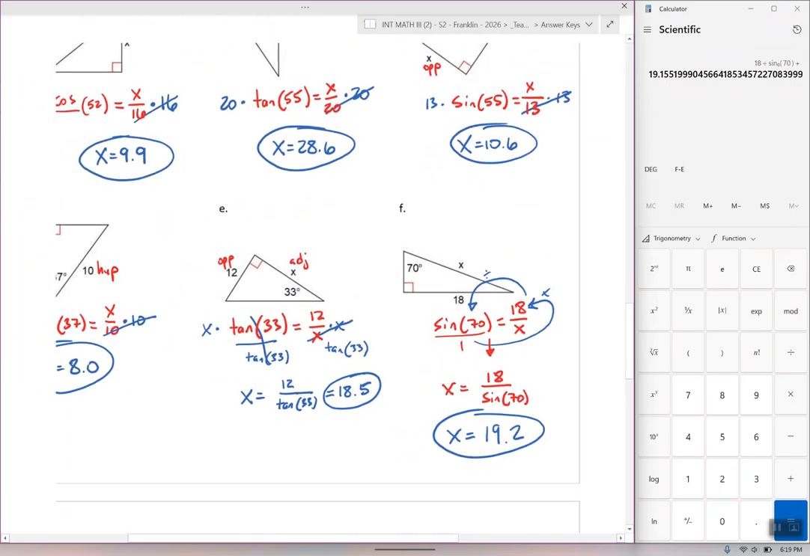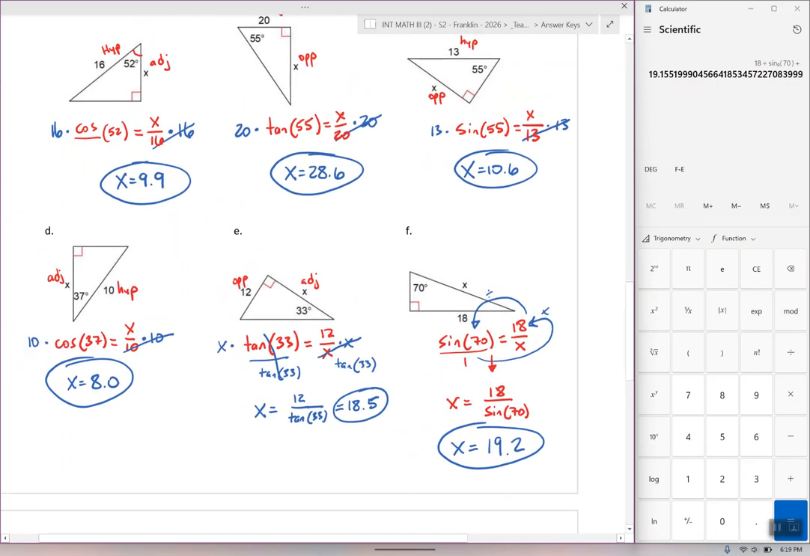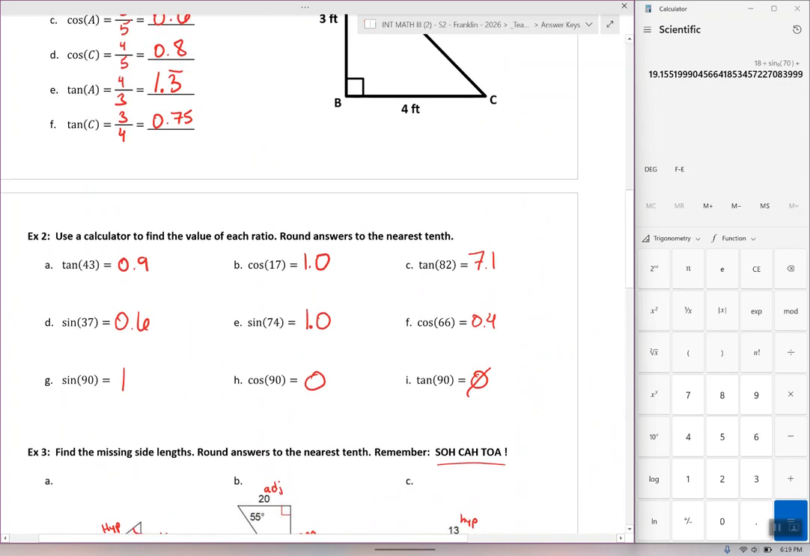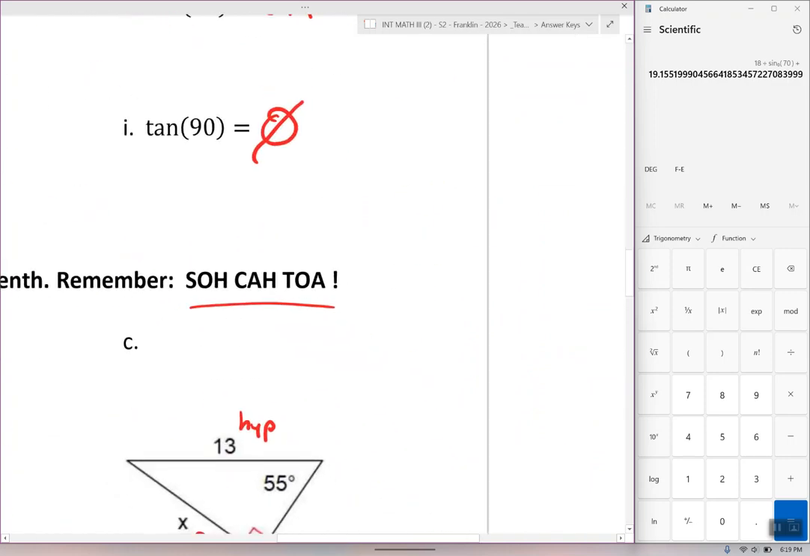So that's a quick rundown of how to use sine, cosine, and tangent to find missing side lengths on right triangles. So as long as you remember the mnemonic device, SOHCAHTOA, sine opposite over hypotenuse, cosine adjacent over hypotenuse, and tangent opposite over adjacent, you'll be okay.